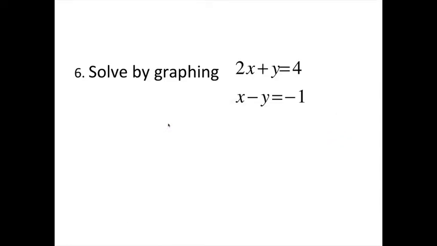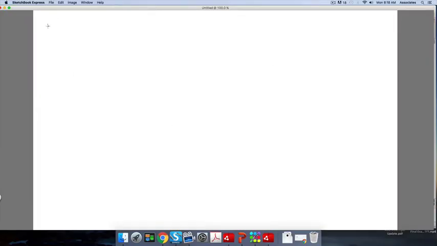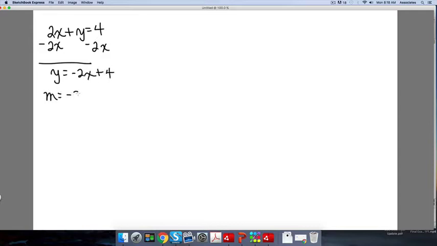The next one, these are not in slope-intercept form, so the very first thing I need to do is solve them each for y. So let's go to our slate, and here we go. 2x plus y equals 4. I need to solve it for y, so I'm going to move the x's to the other side by subtracting 2x. So I get y equals negative 2x plus 4. All right, so I know my slope is negative 2. Make it a fraction, rise over run, negative 2 over 1, and my y-intercept is 4. All right, my next equation is x minus y equals negative 1.